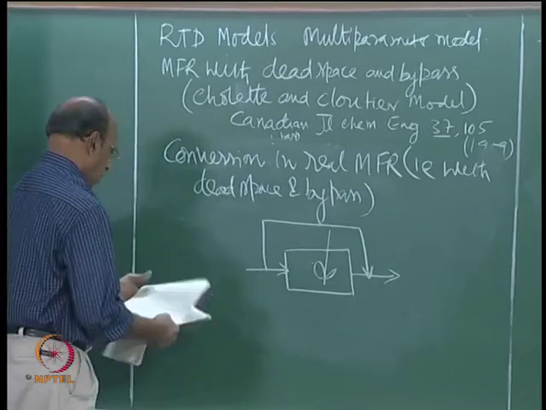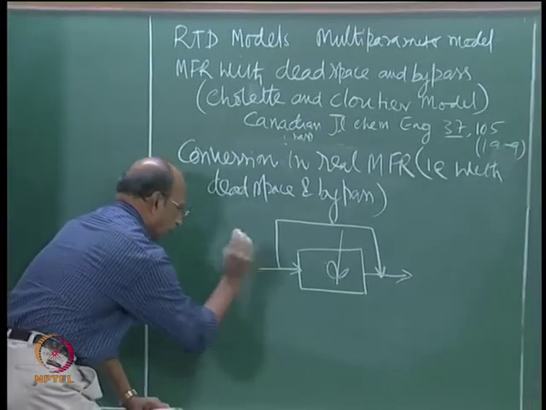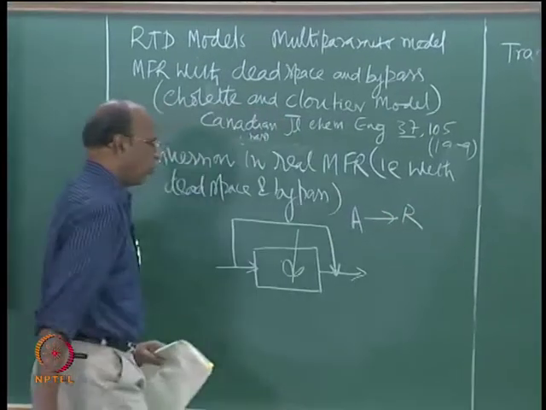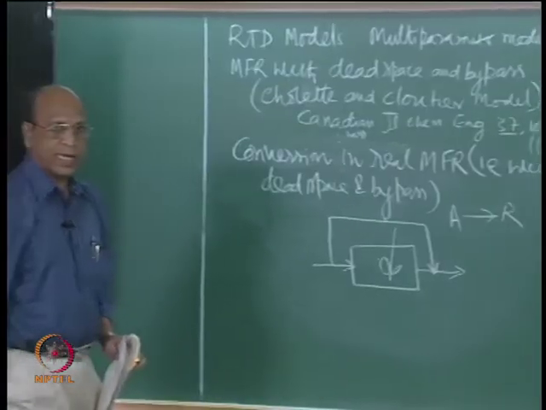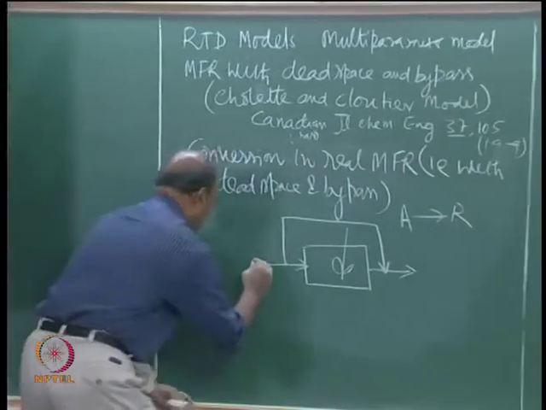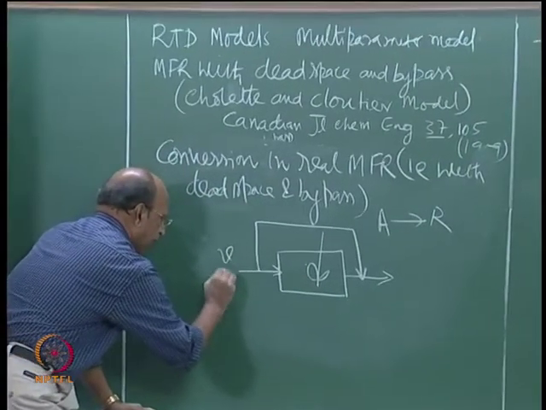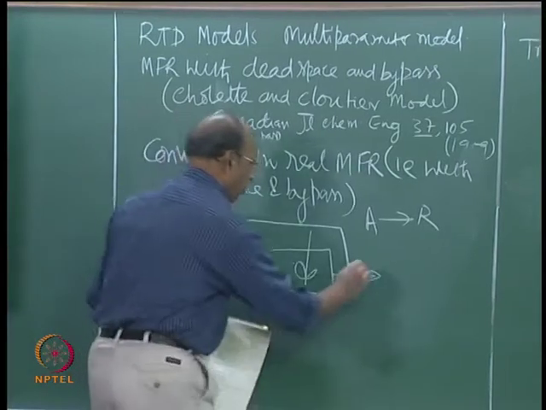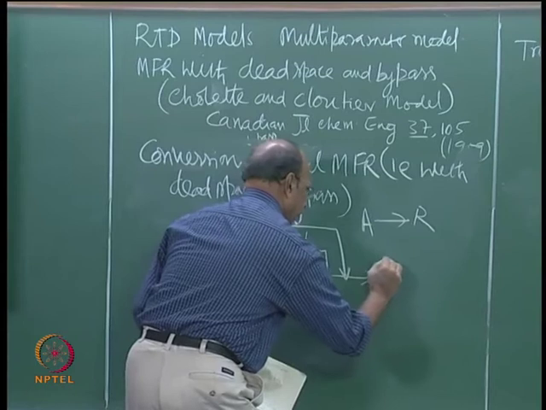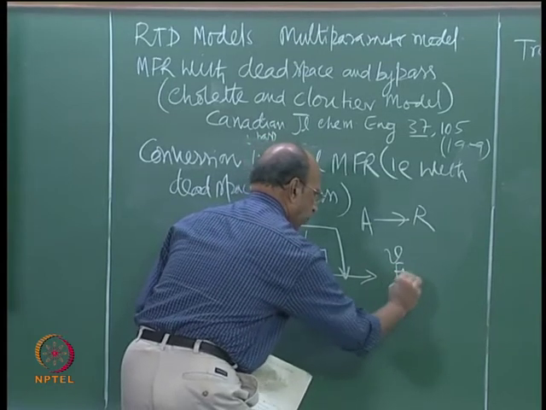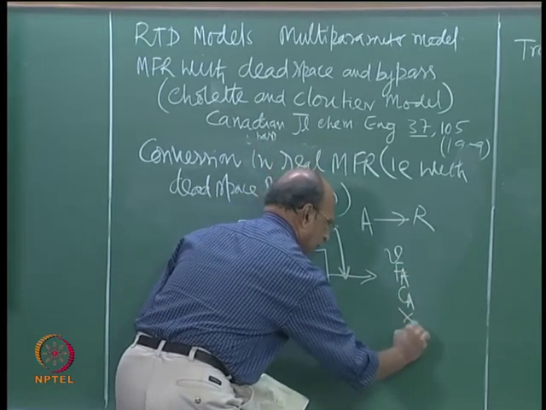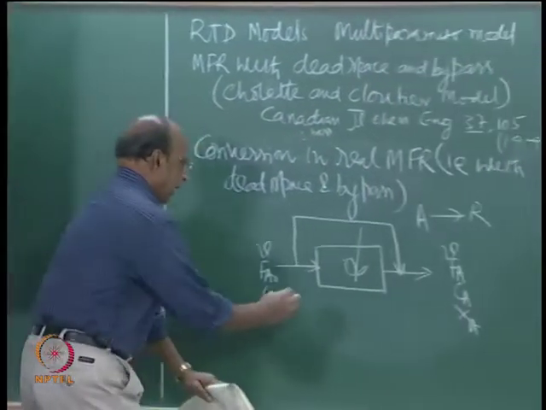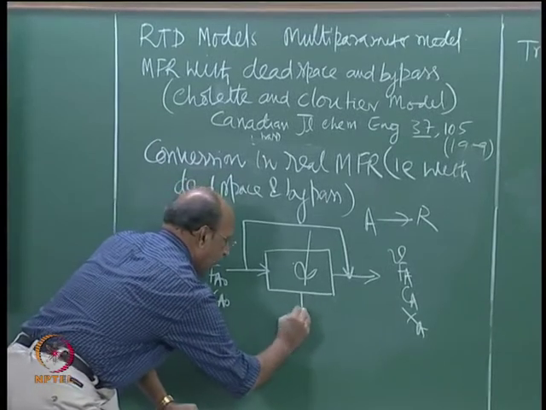And we have the bypass. Now, when I show this one for the reactor, let us say that we have the simplest reaction, A going to R, first order, with constant density, because A goes only to R. So this is the volumetric flow rate, this is F A naught, C A naught, X A naught equal to 0. Here I will get V, F A, C A and X A. Those are the things normally we see, but actually here I have dead space.